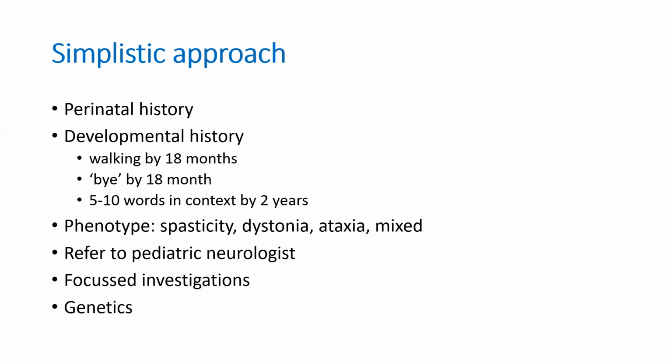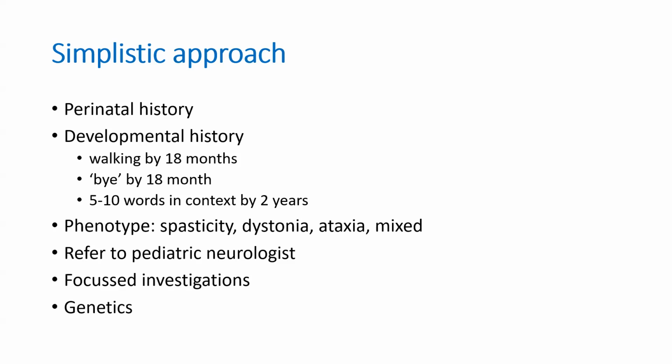And if they're not able to speak 5 to 10 words in context by 2 years of age, and when I mean context, if they're saying mama, then they are calling the mama. They're not saying mama to any random person. So in context, if they're not able to say this many words, then you need to think there's something wrong here. And then it's useful to fit them into a particular phenotype.